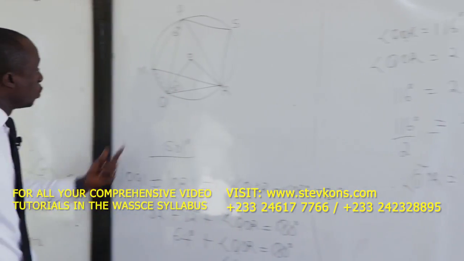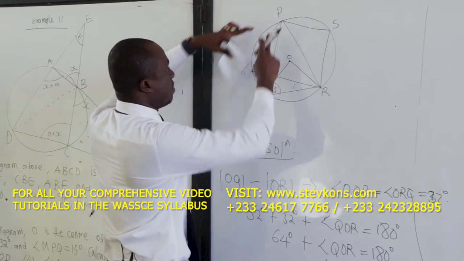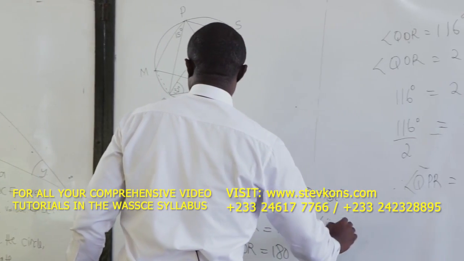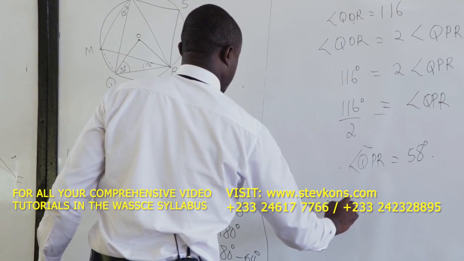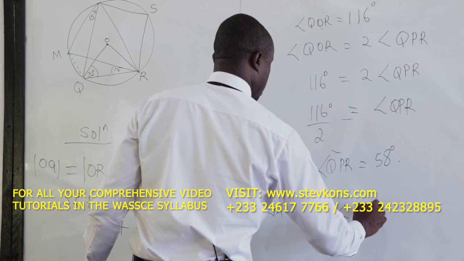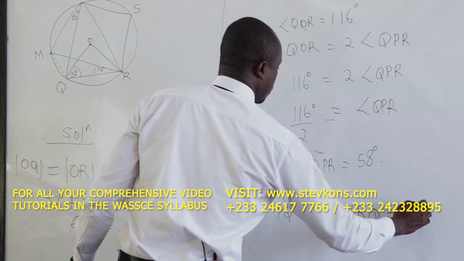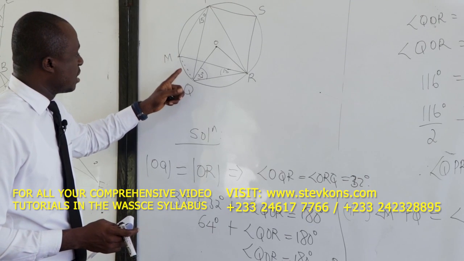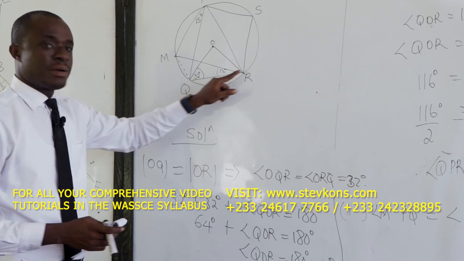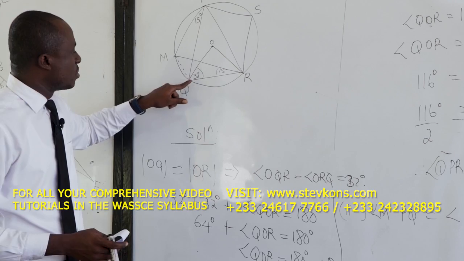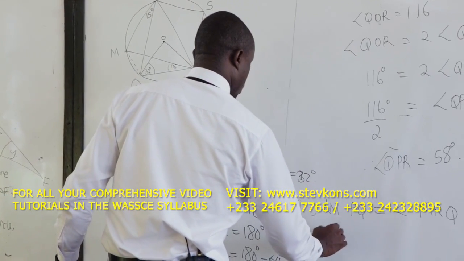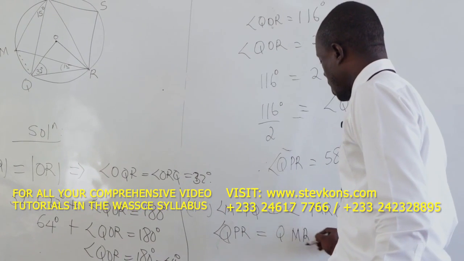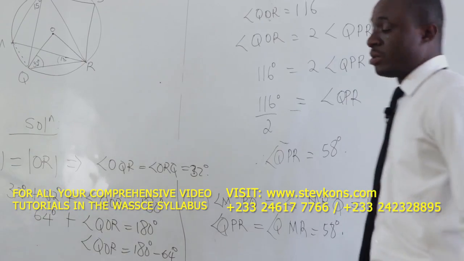Now let's see the second part, MQO. This is angles in the same segment, 15 degrees. So clearly, what can we say? That is the second part. We can say that angle MPQ is the same as angle MRQ, and this is equal to 15 degrees, and we are using this because of the chord MQ. Now also look at it, QR is a chord, and we have center and circumference. So we can say that QPR is equal to QMR, and this is equal to 58 degrees.